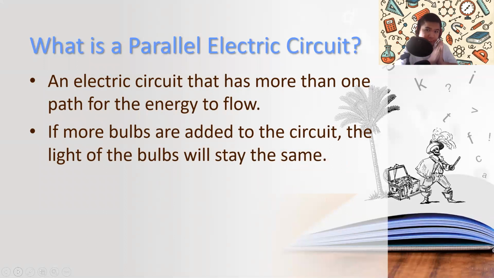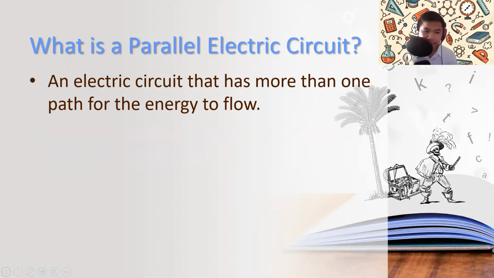Okay, the difference between a series and a parallel is that the parallel has a lot of areas where electricity can flow. It does not need to be only one. It can have two or more. Another difference is if more bulbs are added to the circuit, the light of the bulbs will stay the same because they do not pass another bulb.